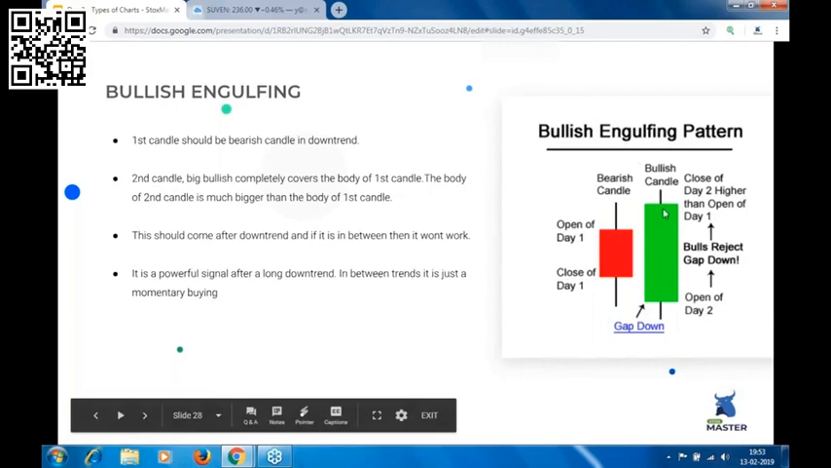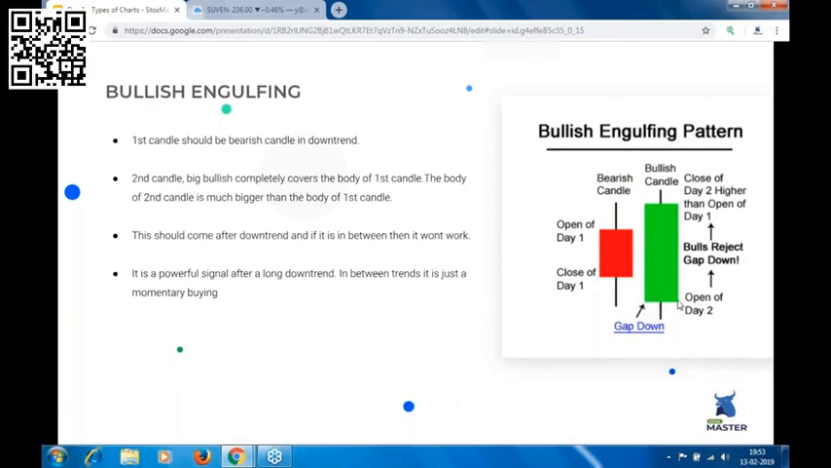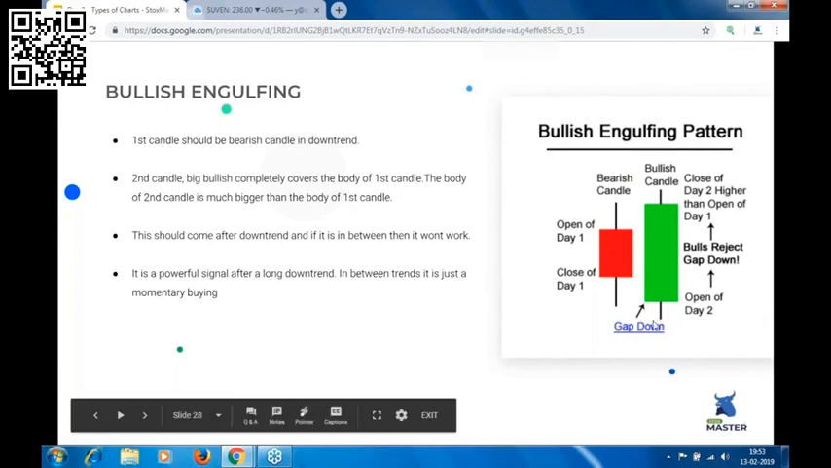Now this is a bullish engulfing candle. The first candle is a bearish candle, and the second candle is a gap down opening, and if this candle engulfs the body of the first candle completely, then we can say that this is a bullish engulfing candle, that the bulls are in control of the market now, and we can enter above the high of this candle, and we can keep our stop loss below the low of this candle.